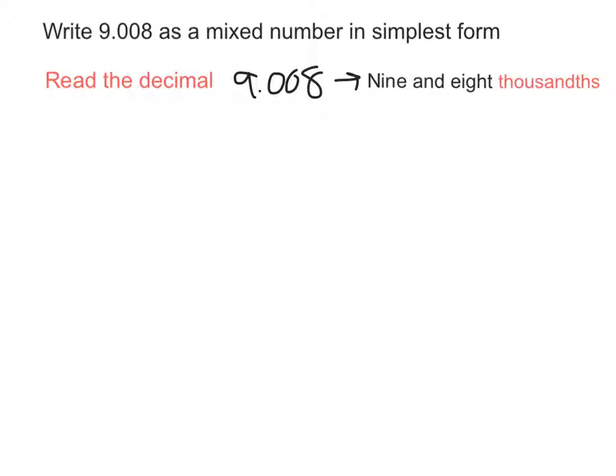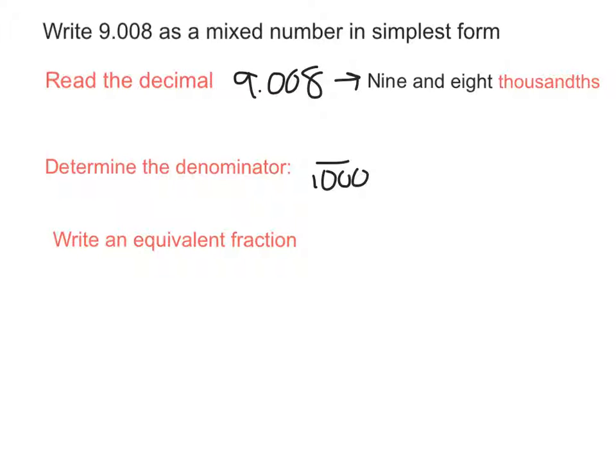Now, how do we write 9.008 as a mixed number in simplest form? Well, first we have to read the decimal. 9.008 is read as 9 and 8 thousandths, which gives us our denominator of 1,000. So now we write an equivalent fraction. We know that our denominator is 1,000, and our numerator is going to be 8.